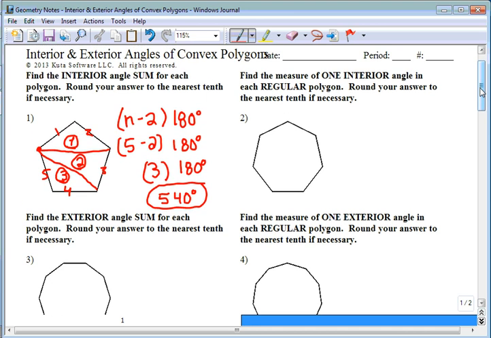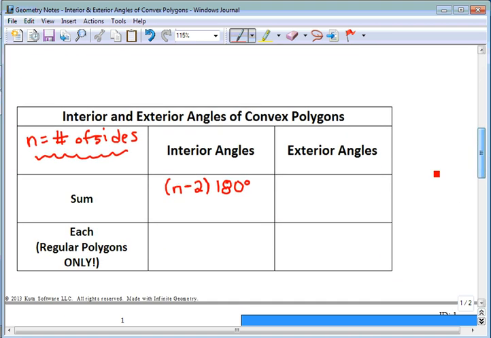Now let's take a look at problem number 2. We want to find one interior angle of a regular polygon. Now we know that in regular polygons, all of the sides and all of the angles are congruent. So since all of the angles are congruent, I just need to take the total that I found and average it. So how do we do that? Well, we take our total, n minus 2 times 180, and how do you find an average? You divide by how many things there are. There are n angles.